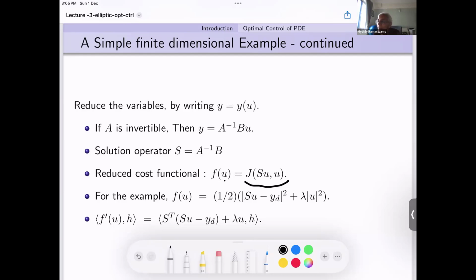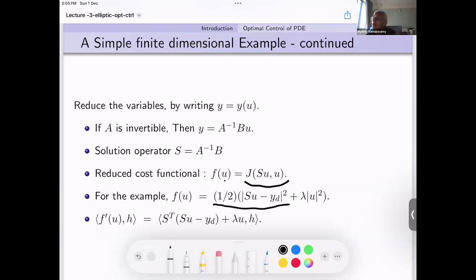So in the example, it is 1/2 ||Su - y_d||^2 + (lambda/2)||u||^2. So what is f'(u)? This is easy because it's a quadratic term, or I can write it as the inner product of Su - y_d with Su - y_d, and that will give me S transpose acting on (Su - y_d) plus lambda u. So the calculation of the derivative is very easy.